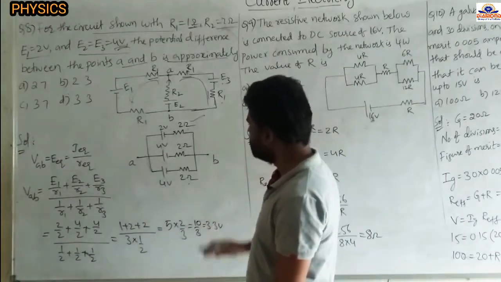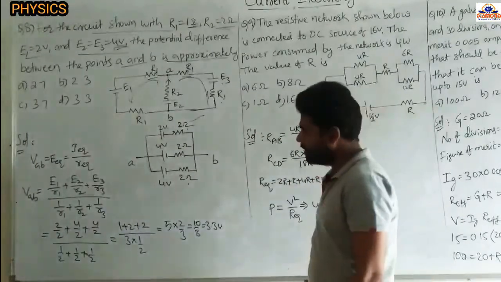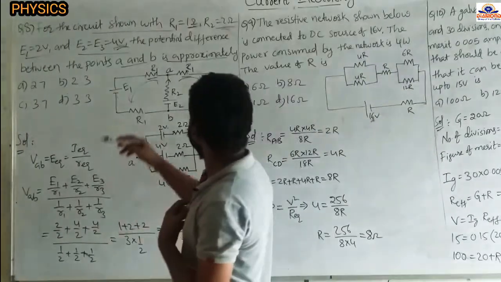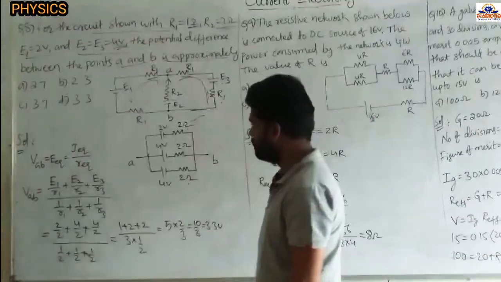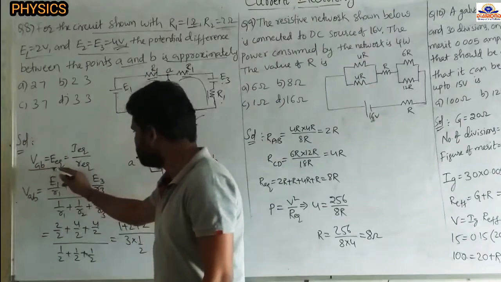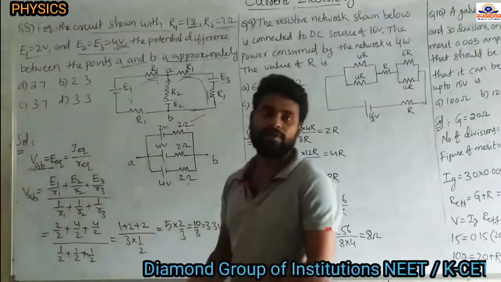Now this diagram is appearing nothing but the grouping of cells in parallel combination. Then we have to find what they are asking: the potential difference between the A and B. Potential difference between A and B we have to find. So VAB, the potential difference across VAB, the easy way I am doing. So that is nothing but V equal to what will be right? I by R.